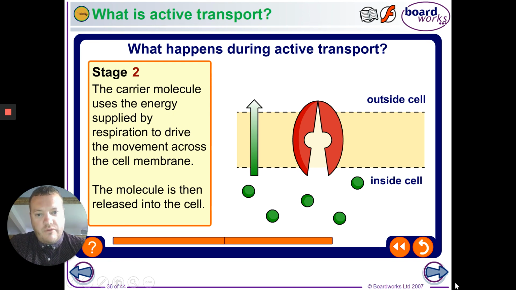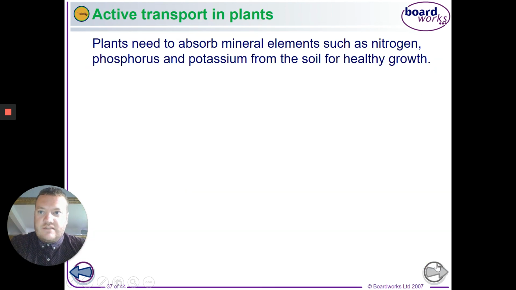So what have we done overall? Well, we've added an extra green molecule here. There was already a low concentration outside the cell and already a high concentration of green inside the cell. But through giving this protein some energy, we've changed it from an even lower concentration outside to an even higher concentration inside the cell. We've gone against the concentration gradient. That's active transport.